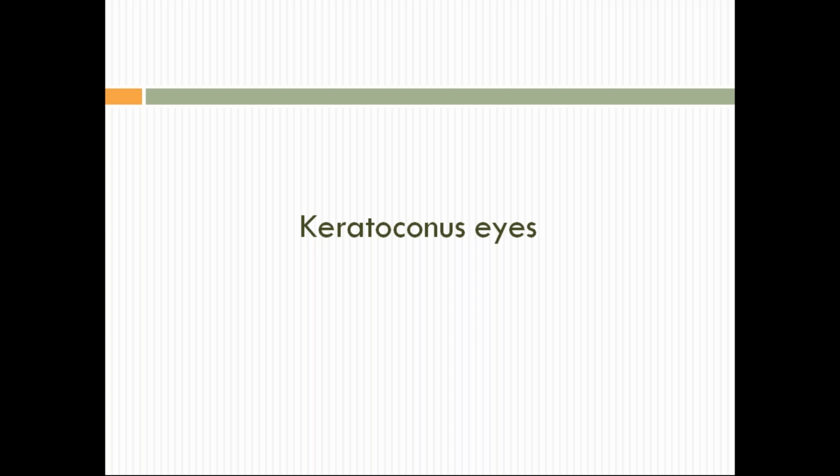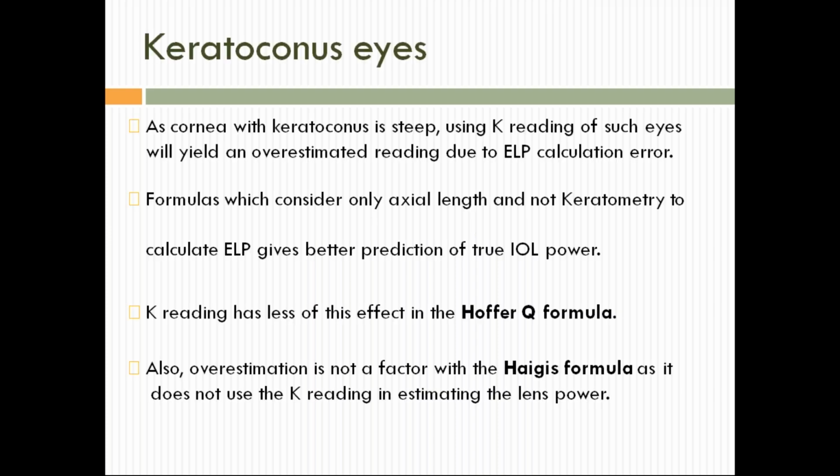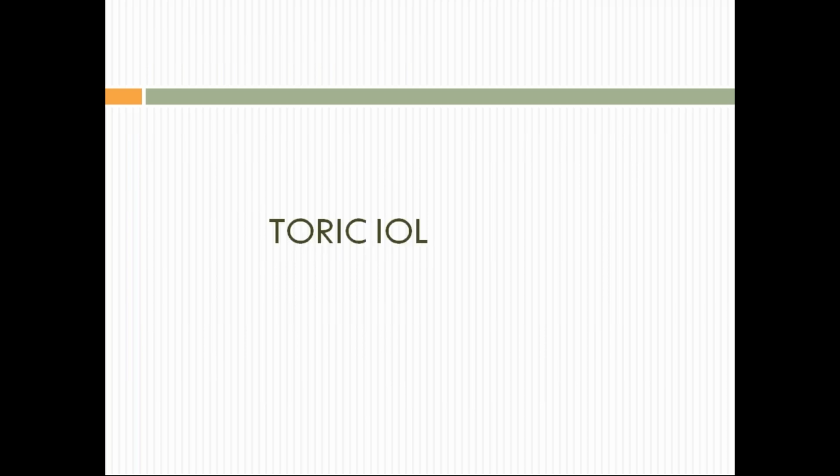Keratoconus eye. IOL power calculation in keratoconus eye is very difficult. As the cornea is steep, using K reading of such eyes will yield an overestimated reading due to effective lens position calculation error. Formulas which consider only axial length and not keratometry to calculate effective lens position give better prediction of true IOL power. K reading has less of this effect in the Hoffer-Q formula. Also, overestimation is not a factor with such formulas.